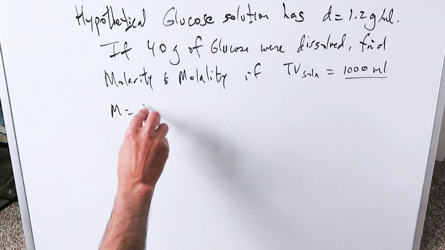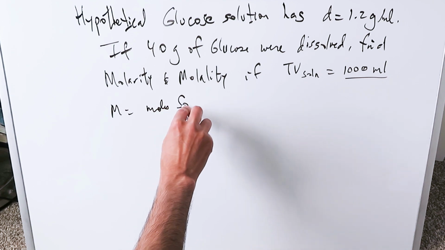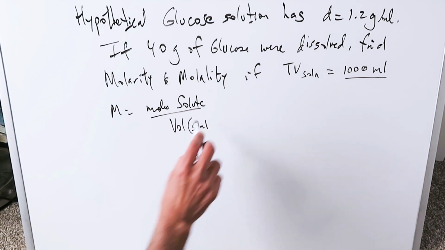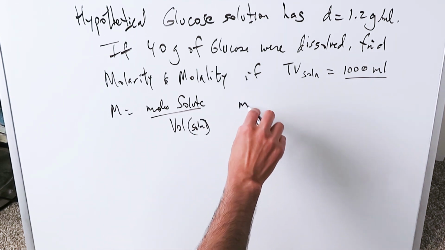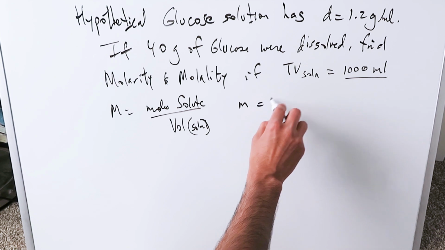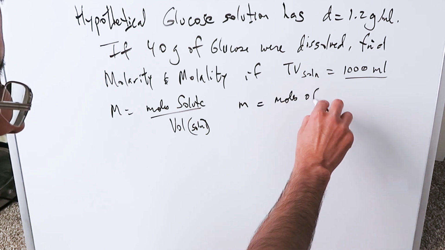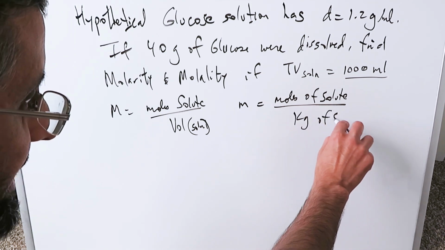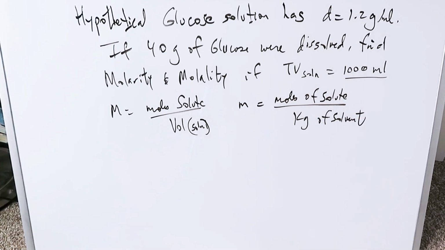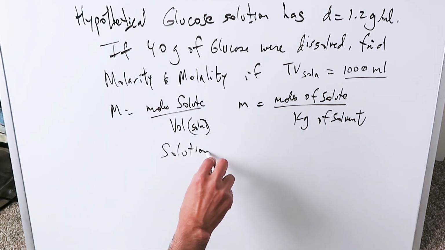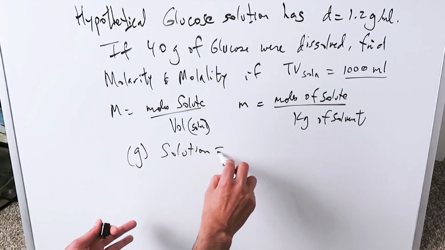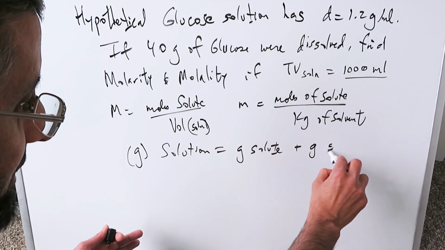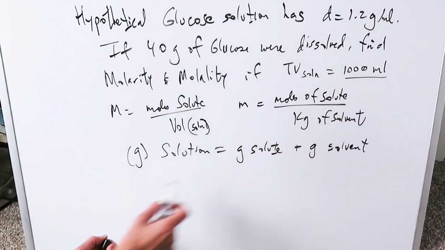Well, understand molarity is equal to moles of your solute divided by volume of your solution. So you have to keep that in mind. The molality, symbolized as a lowercase m, is equal to moles of your solute, which is not hard to determine here, divided by kilogram of solvent, not solution, but solvent. And you have to remember that grams of solution is equal to grams of solute plus grams of solvent. You have to remember all of these items coming into play.